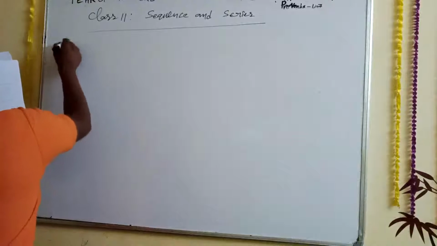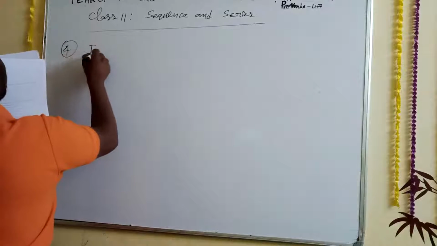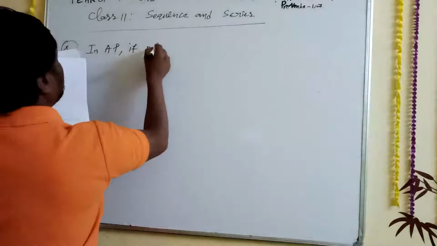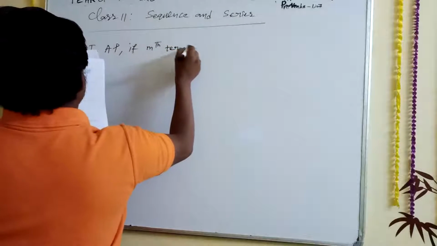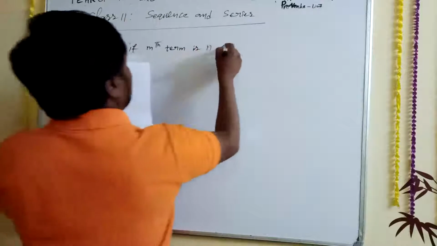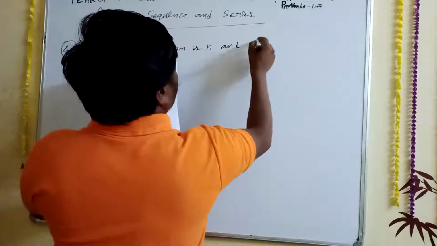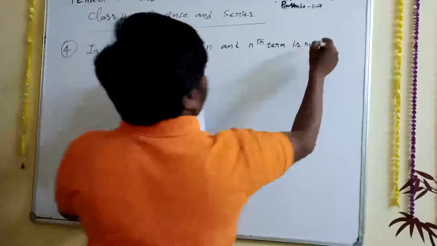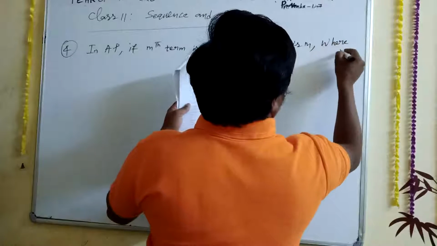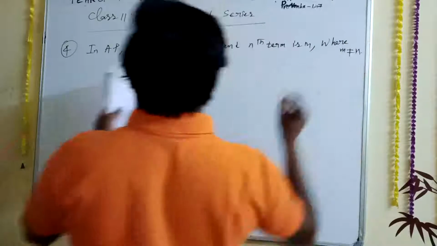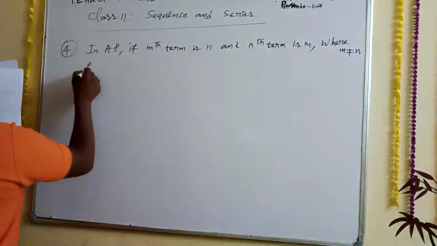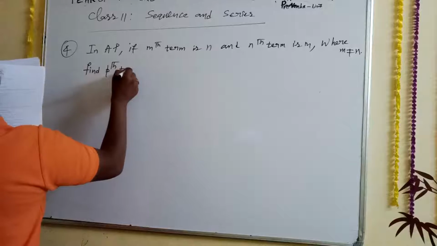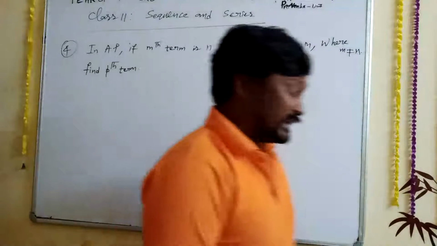So example number 4, in AP, if mth term is n and nth term is m, where m is not equal to n, find pth term. Oh, wonderful question it is.